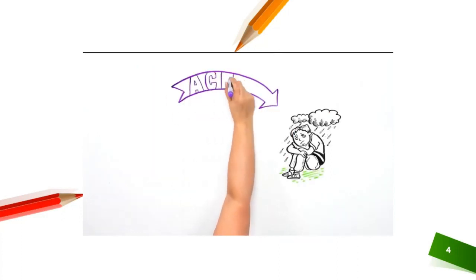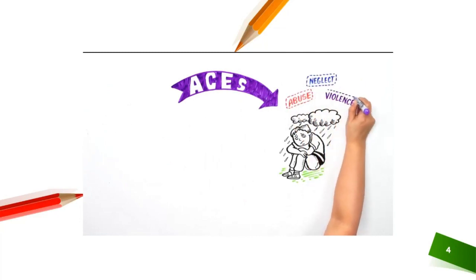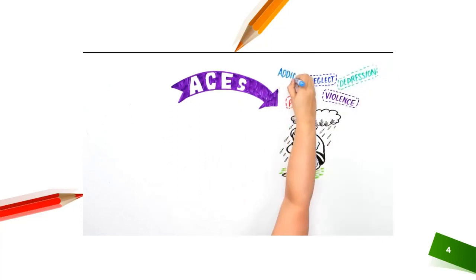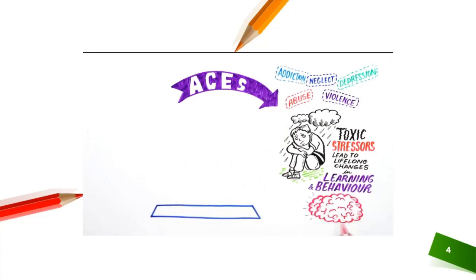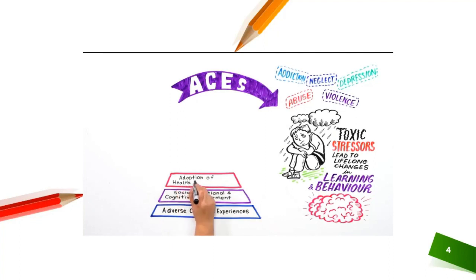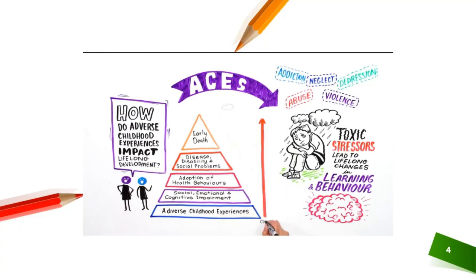Adverse childhood experiences, ACEs, such as abuse, neglect, exposure to intimate partner violence, parental depression or addiction, and poverty, are toxic stressors which could lead to lifelong changes in learning and behavior. ACEs early in development can impact social, emotional, and cognitive functioning, increased risk-taking behavior such as drinking and substance use, and increased risk of disease, disability, and social problems later in life. The question is, how do adverse childhood experiences impact lifelong development?